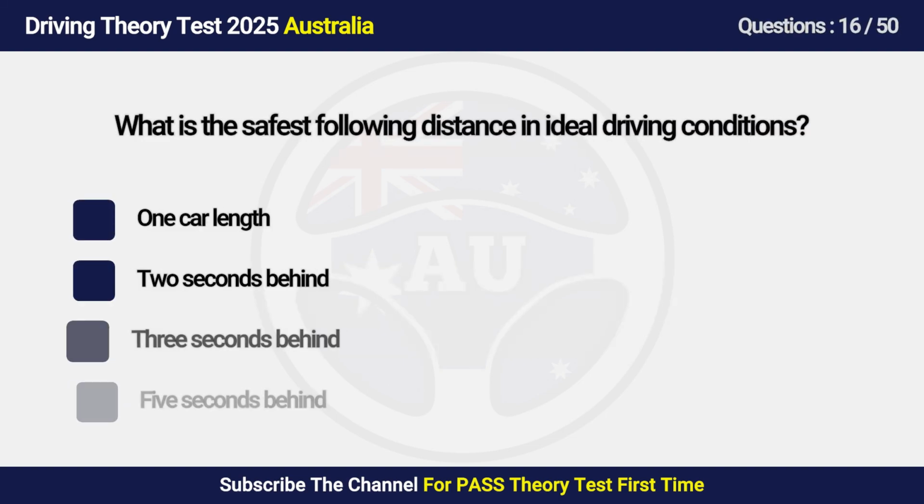Question 16. What is the safest following distance in ideal driving conditions? A. 1 car length. B. 2 seconds behind. C. 3 seconds behind. D. 5 seconds behind.